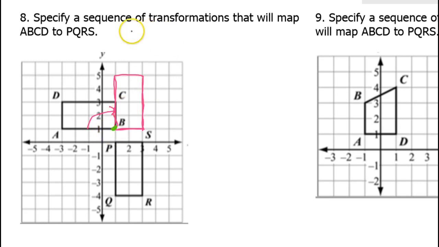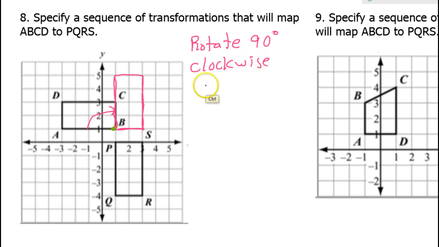So we need to write this down. So rotate 90 degrees clockwise around, and point B is the point (1, 1). Okay, that's the first transformation. So that's transformation number 1.